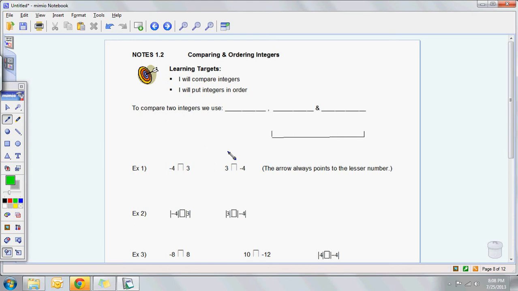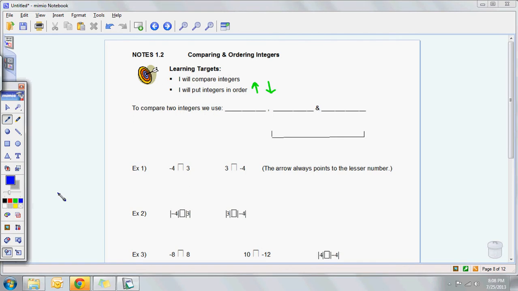Alright, so in lesson 1.2 we're going to be doing a couple things. We're going to be comparing and ordering integers. So to compare integers, we're going to use certain symbols where we see the differences between two sets of integers. And then we're going to put integers in order, either in ascending order, so going up, or descending order, going down. So let's talk about comparing integers first.